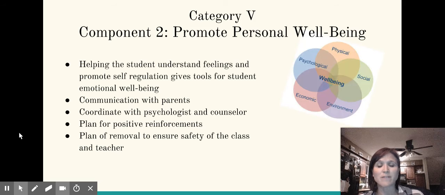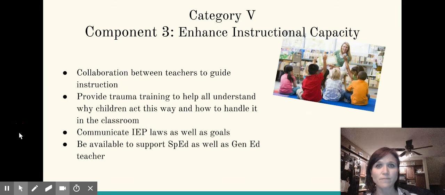Plan for those positive reinforcements that focus on him using strategies and coping skills, and focusing on him using them positively rather than focusing on the consequences. And then, of course, a plan for removal so that everyone else is feeling safe, the class, his peers within the classroom, the teacher, so that their well-being is also promoted and safe.